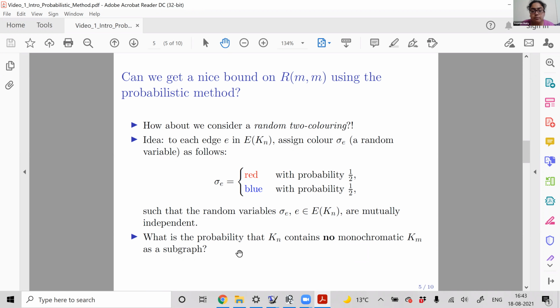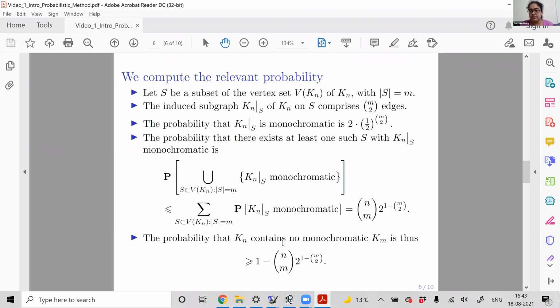So what is the probability of K sub n not containing a monochromatic K sub m as a subgraph under this particular random coloring? Here's where we compute the probabilities. The idea is as follows: you fix any subset S of the vertex set V of K sub n, and the subset has to have exactly m vertices, because you're trying to see what is the probability of not having a monochromatic K sub m. So you have to consider vertex subsets of K sub n that are of size m.